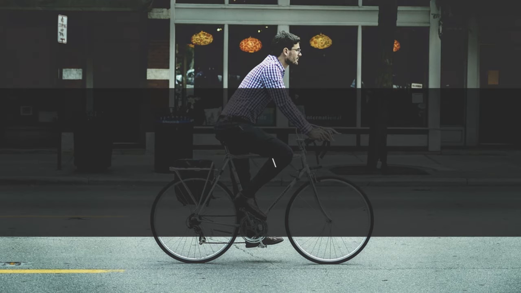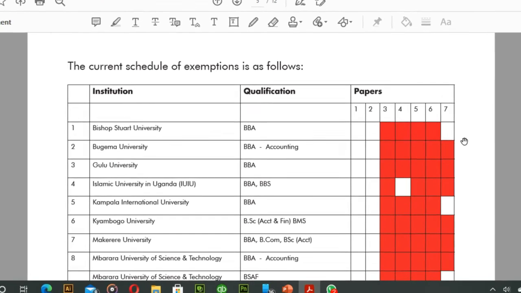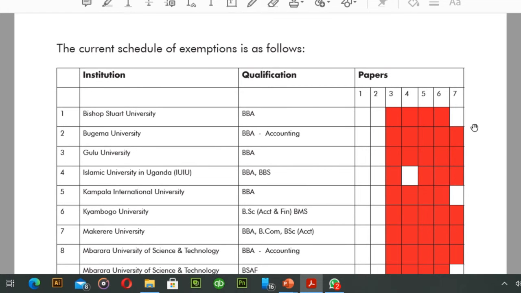Then when it comes to issues of exemptions, very many people have been asking us which papers they are going to do, assuming that I've completed my university degree, what exemptions am I entitled to, and so on. So I have something here from the brochure that you'll receive on registration with the institute. As you can see, the exemptions are going to depend, first of all, on the university, and then secondly, on the qualification that you acquired from that particular university.